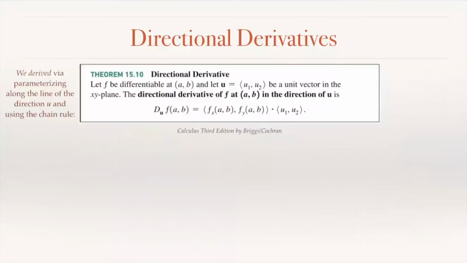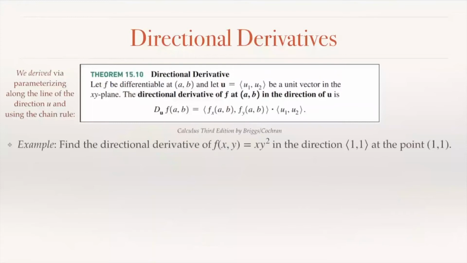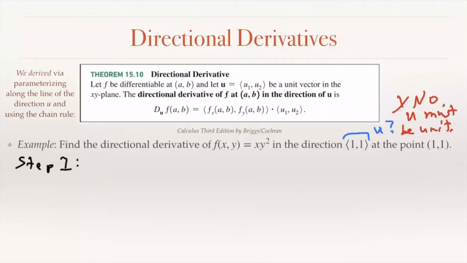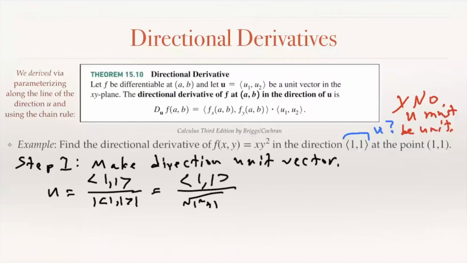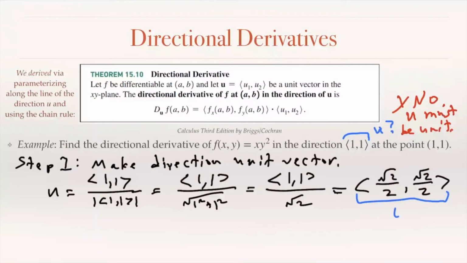So let's do an example. Let's find the directional derivative of f of x,y equals x y squared in the direction (1, 1) at the point (1, 1). So is this guy u? No. Always remember that u must be a unit vector. So step 1 is always to make the direction a unit vector. So our u will be (1, 1) over its magnitude. That's (1, 1) over the square root of 1 squared plus 1 squared. And this is our u.